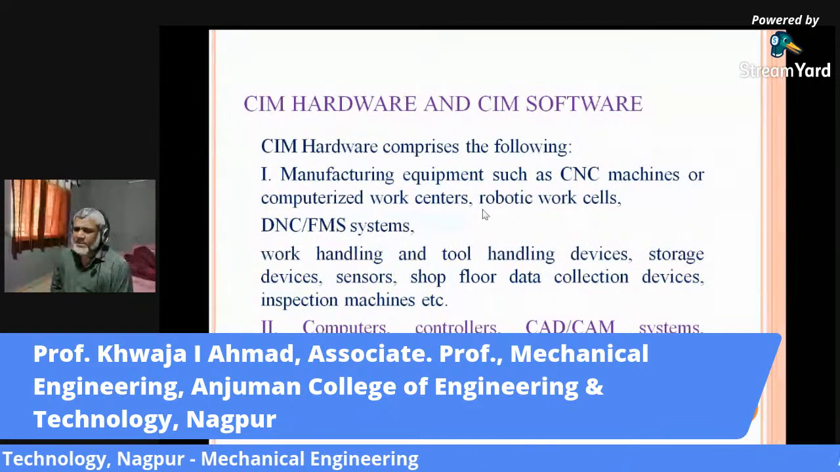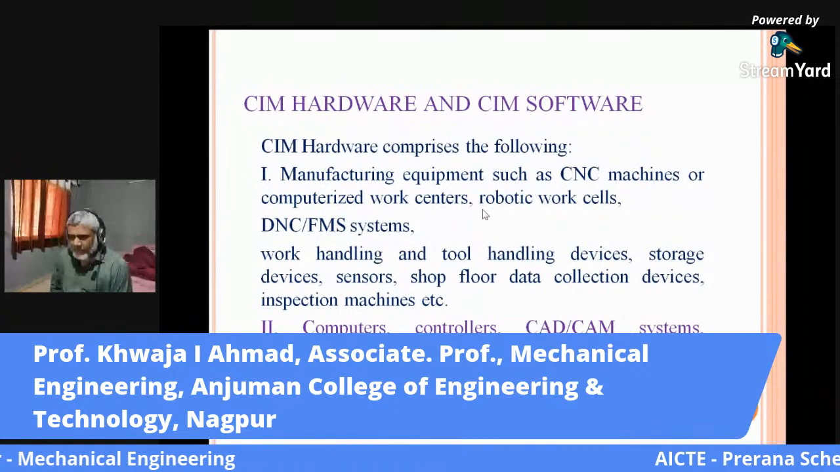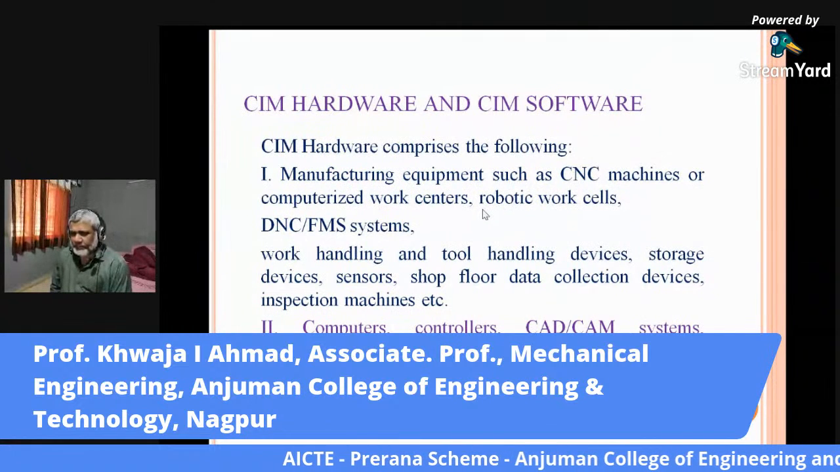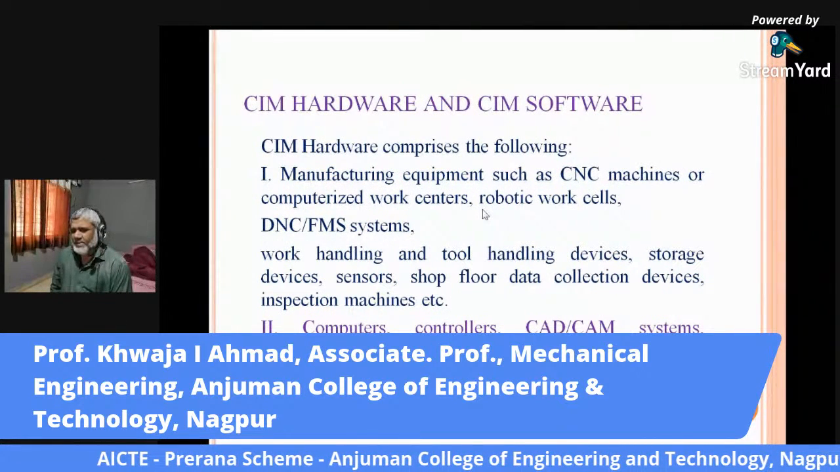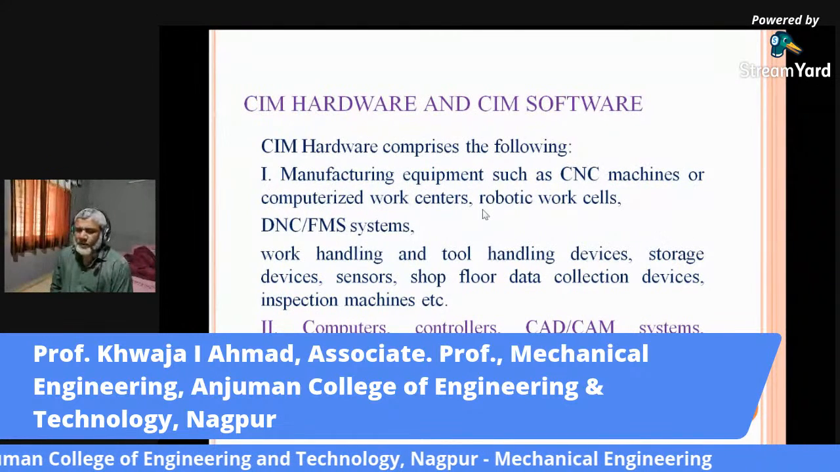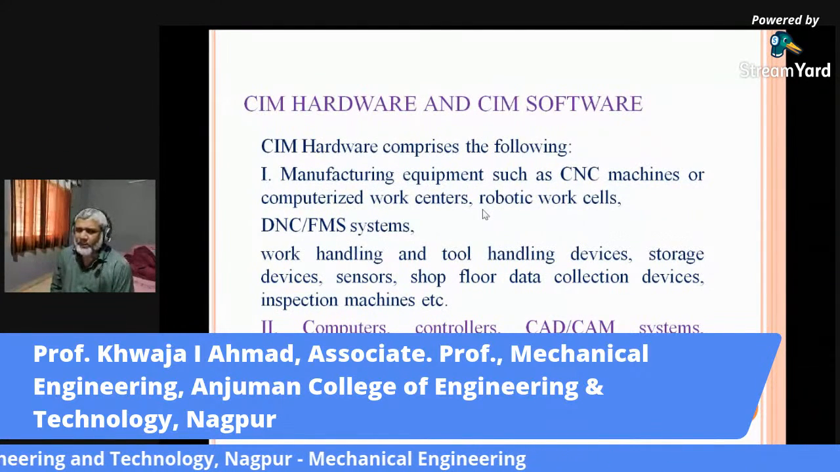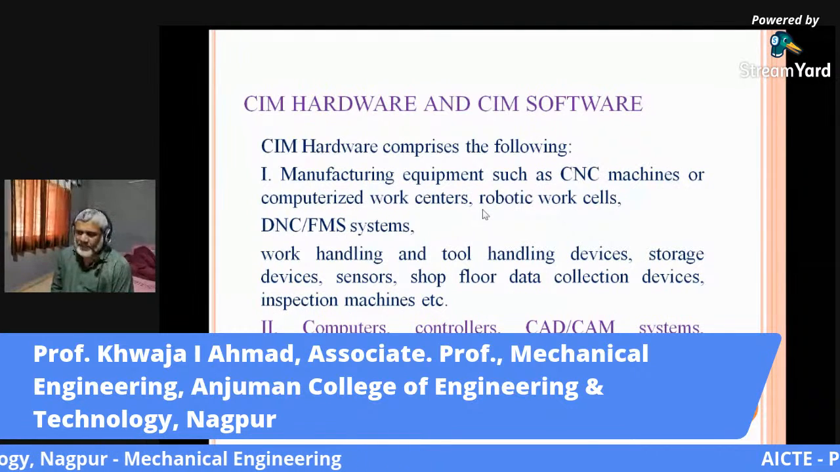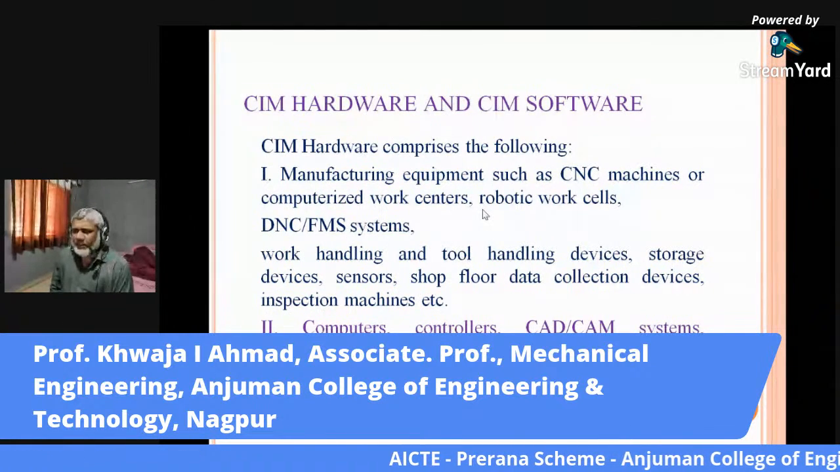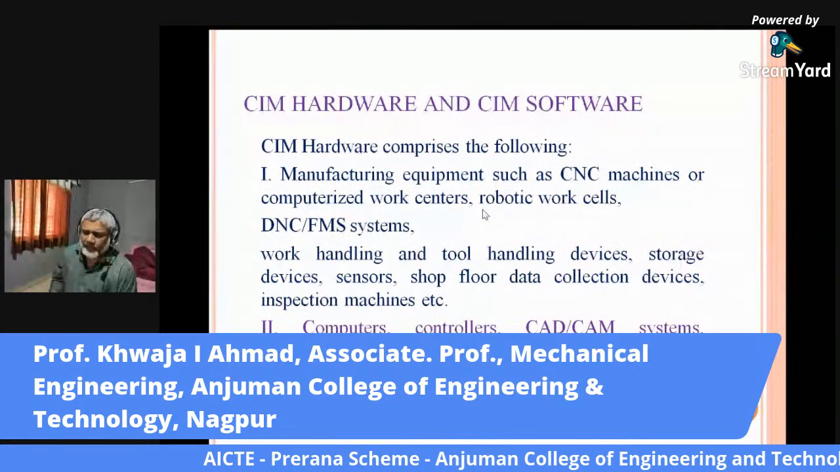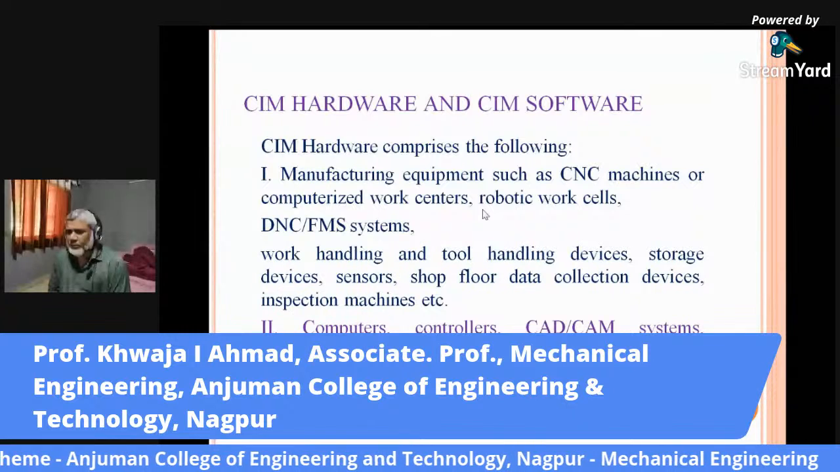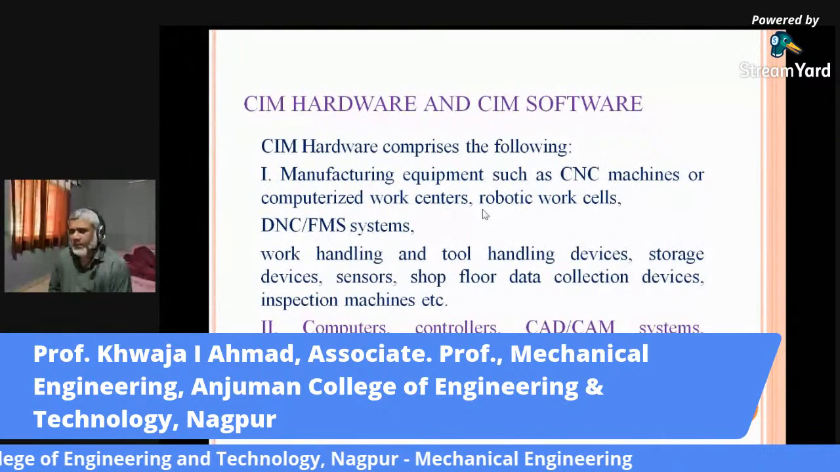CNC machines, the CNC lathe is there, so you can use the CNC lathes. Work handling devices are there. A robot is one of the work handling devices. Similarly, for moving material from one machine center to another machine center, you are using AGVs. And for tool handling, there are turrets, automatic turrets, where you can put the tools or screw the tools and use those tools as per requirement.